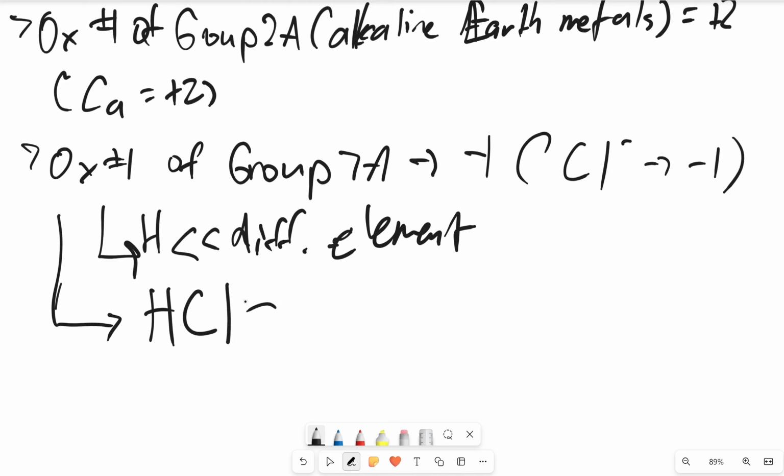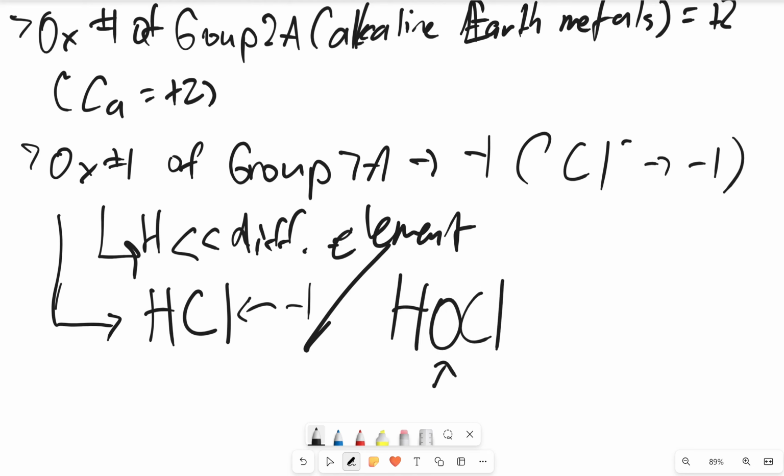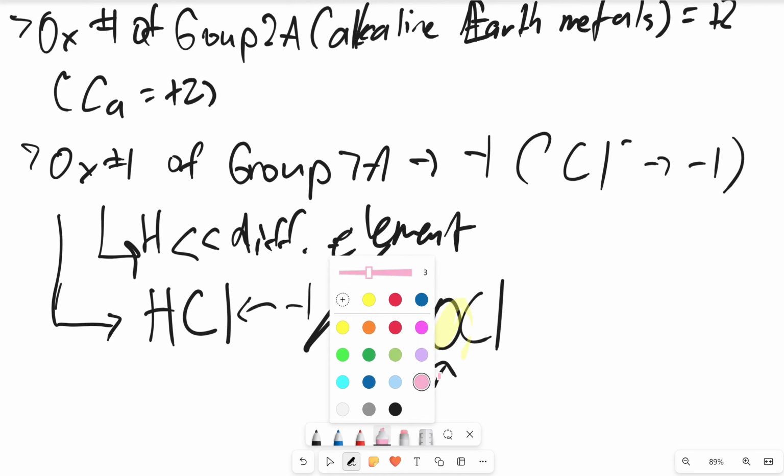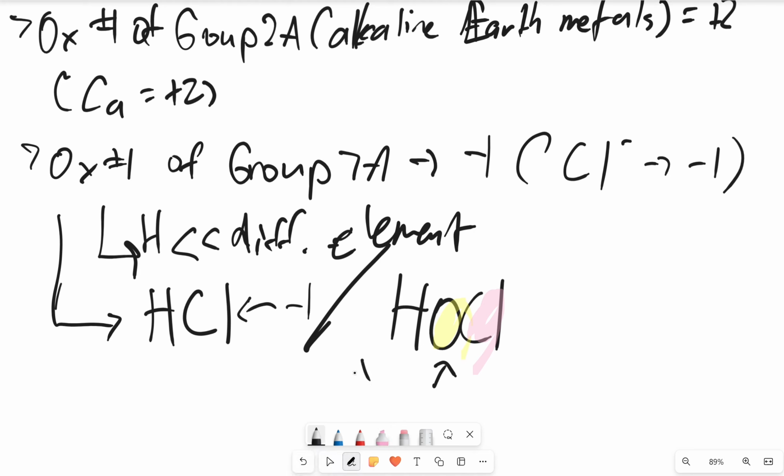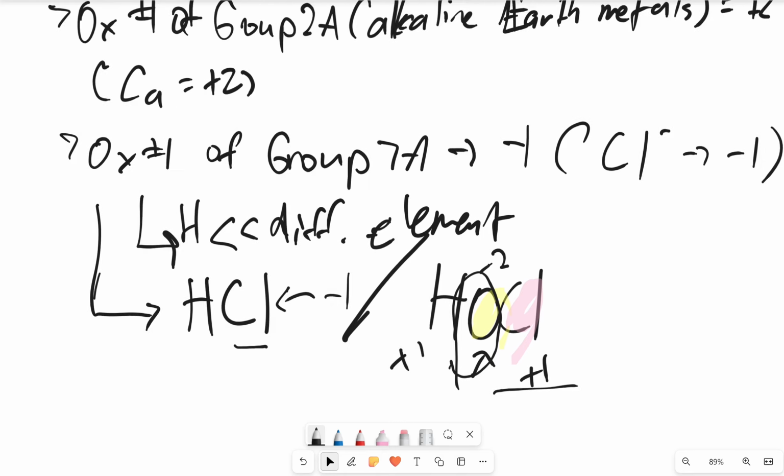In HCl, the chlorine will have a -1 oxidation number, and that makes sense, right? Group 7A, it's a halogen, it's always going to be that. However, in HOCl, the O is more electronegative than the Cl. Therefore, this is going to be -2, and then that means that Cl is going to be +1, right? Notice how when it's alone, it conforms to the rule that group 7A is always -1. In the presence of a more electronegative element like oxygen, we're going to be +1, right? So it can change.